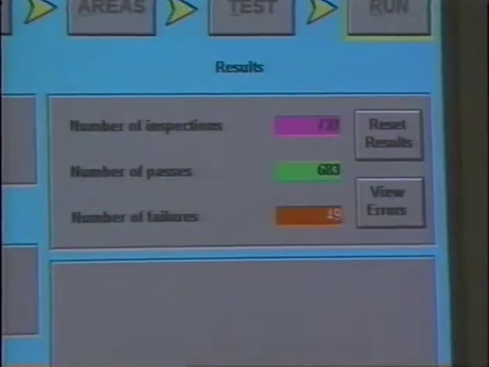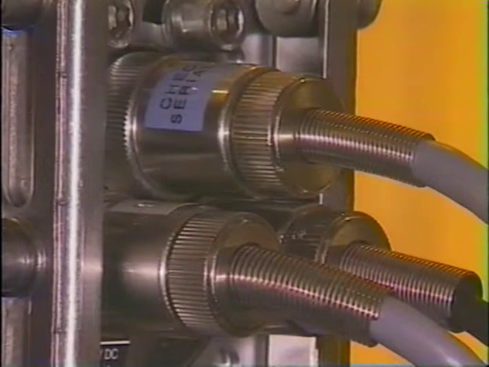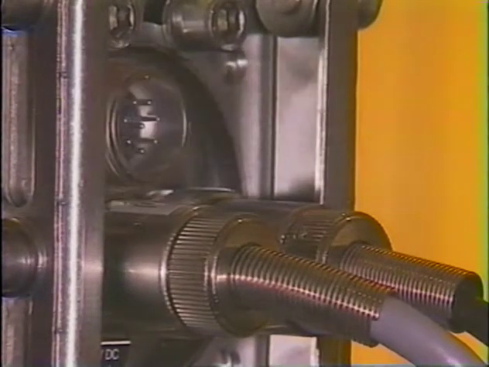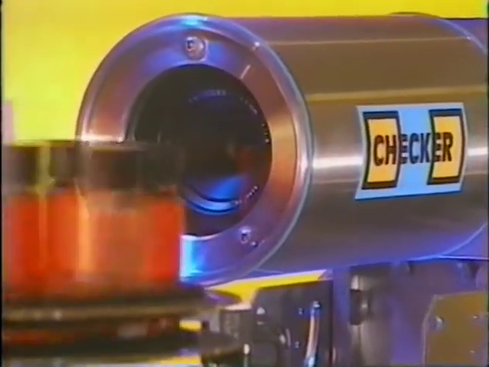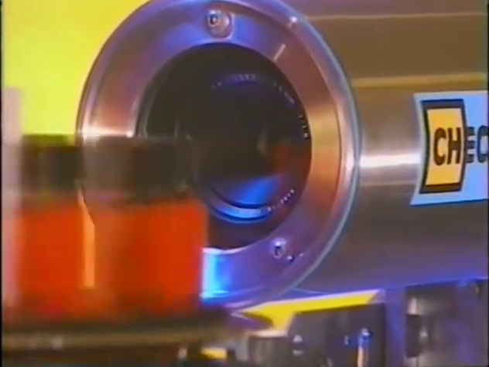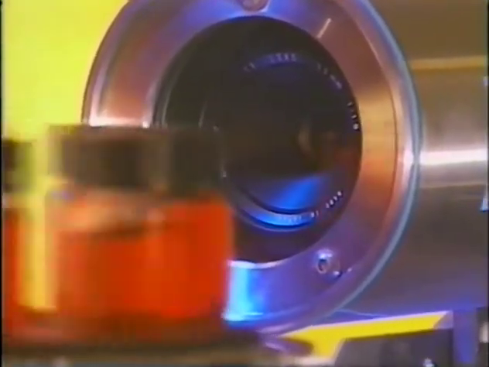Now the system can be run up to speed and inspection statistics displayed on the screen. Once Checker is running and performing the inspections required, the PC can be disconnected at any time. Whenever Checker is switched on, it will start inspecting as soon as it's powered up, using the currently selected inspection.